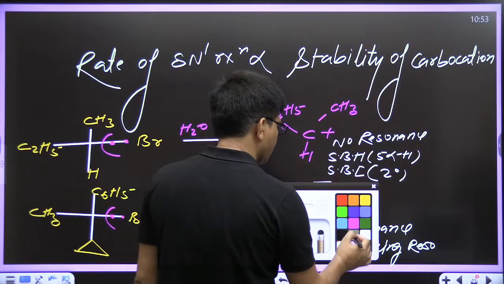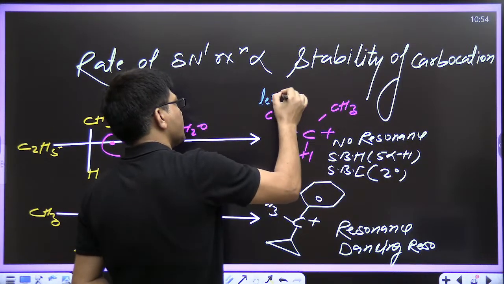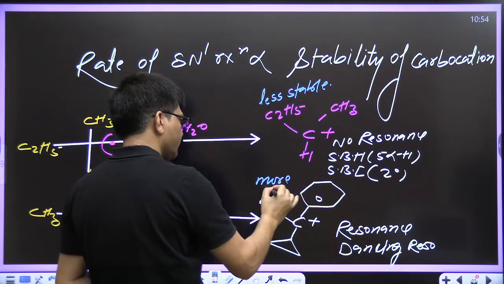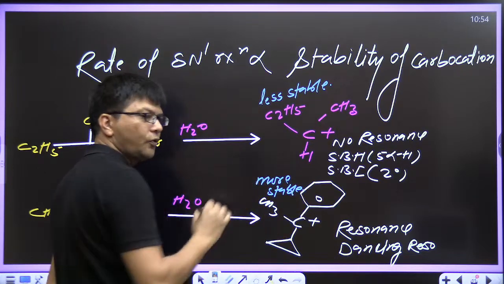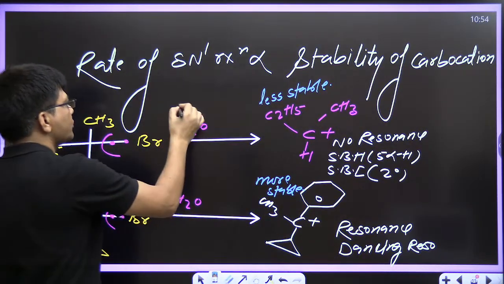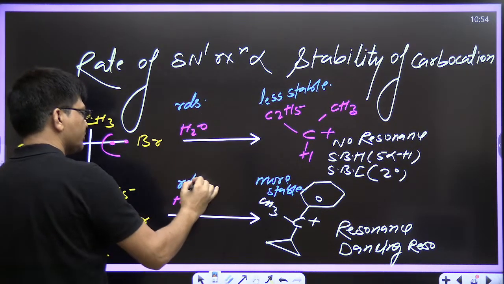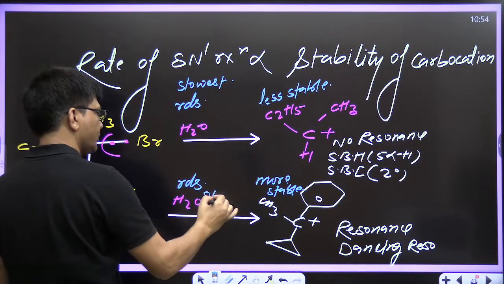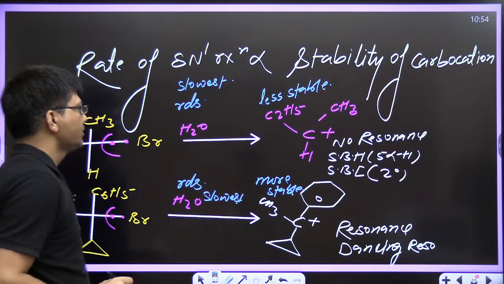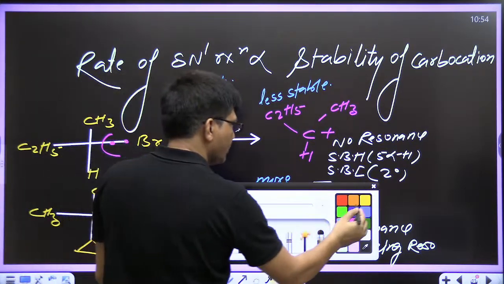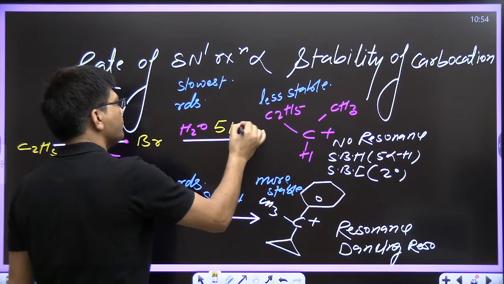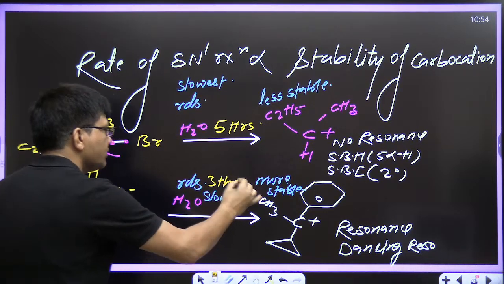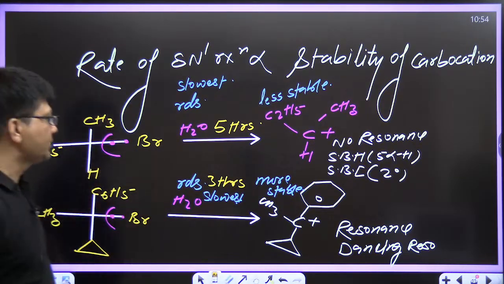I hope that everyone is able to understand till now. Less stable carbocation, this is the more stable carbocation. So what do you think, which carbocation will form easily? And this is the slowest step. Both are RDS. Slowest step is the rate determining step. So both of them are slowest. This is also slowest, that is also slowest. Both of them are slowest, but this is unstable. Let us suppose it took 5 hours to form and it took just 3 hours to form, because this is more stable.